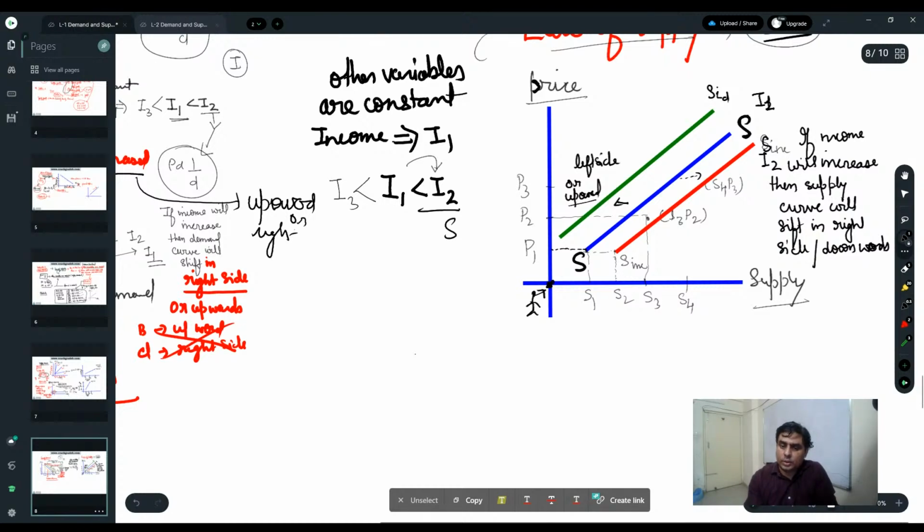And if income is going to increase, the supply curve, I just write it here. Later on I'll share the entire PDF with you. Let's first complete this part, then I'll share this PDF with you so that you can have it. So we can write it here. According to the law of supply, supply is directly proportional to price.